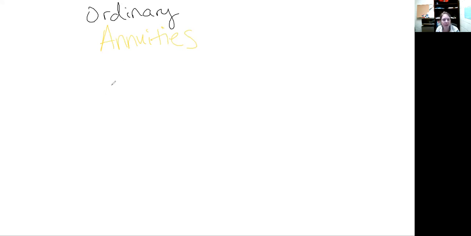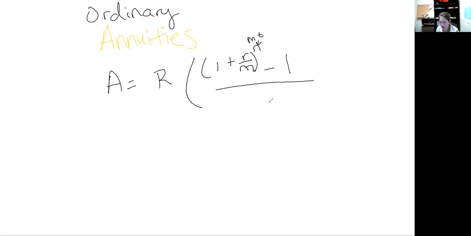All right, so here it is. It's A equals R. They use R here instead of P, but they're essentially the same thing. R times the quantity 1 plus little r over M to the N, and this is pretty much MT, minus 1, all over r over M. The main thing with this formula is to be very careful with how you input it in the calculator. A lot of people input it incorrectly, and that's why they miss the problem.